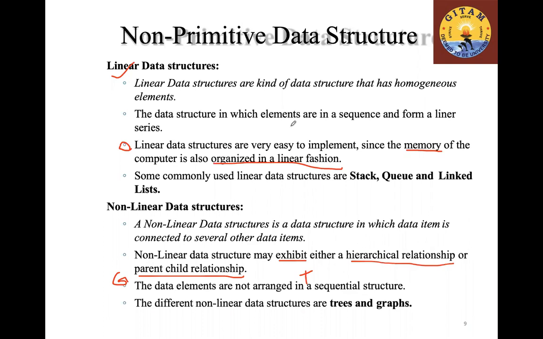They sit side by side, all the bytes with sequential addresses. So a linear data structure always has elements one after another, right? This is the reason why it is very easy for us to store. Considering non-linear data structures, it is different. You will have hierarchies.